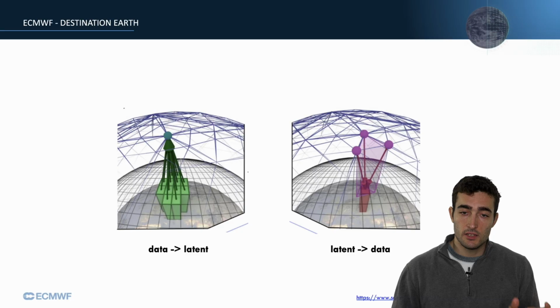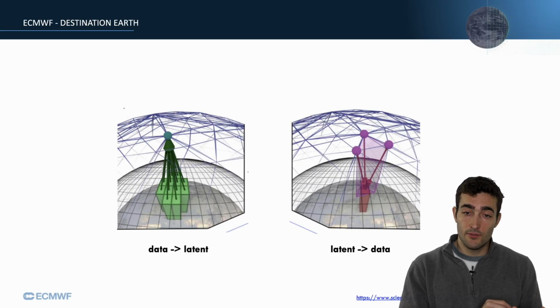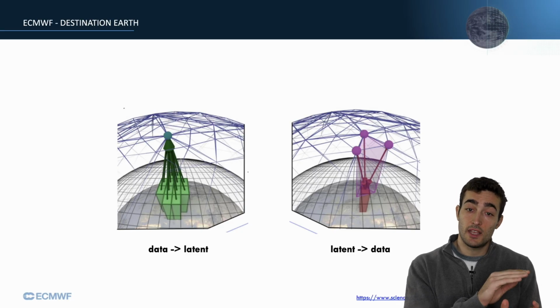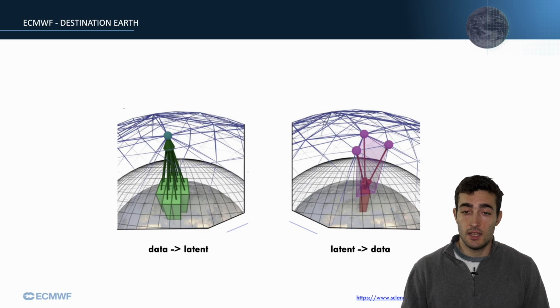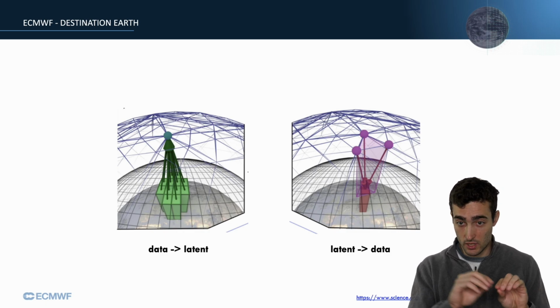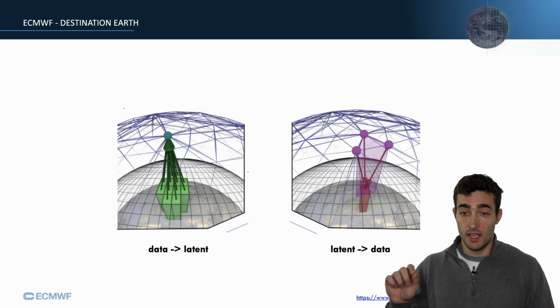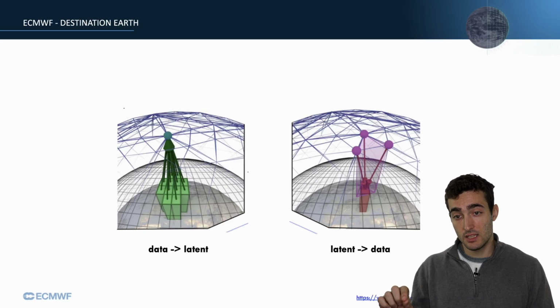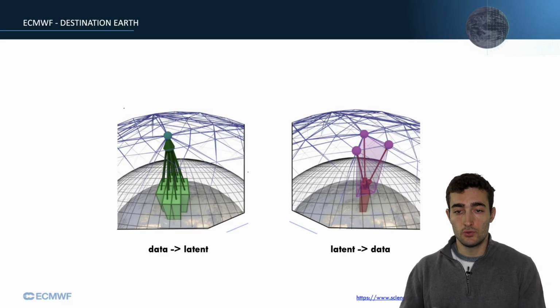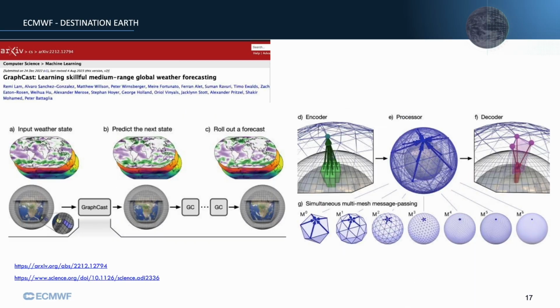The encoding is represented as a graph going from the data nodes to the hidden nodes. Then the processing is represented by another graph going from the hidden nodes to the same hidden nodes. And then we have the decoding, which are edges going from the hidden representation back to the data, so to the mesh of the physical variables.